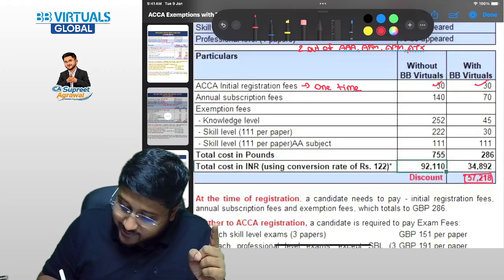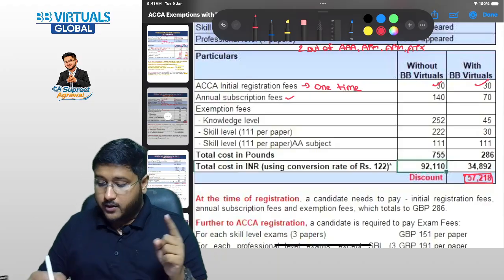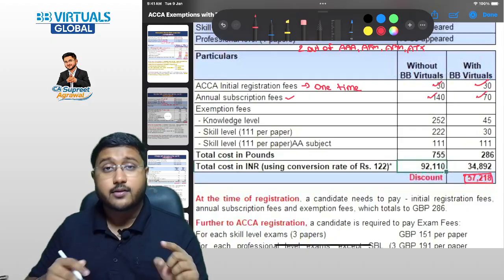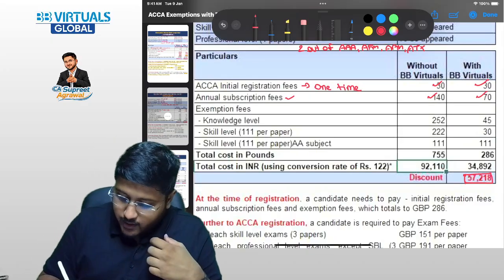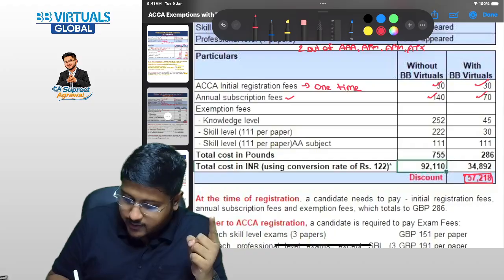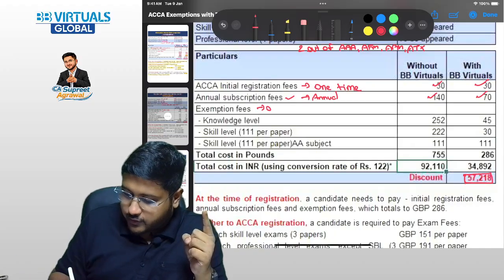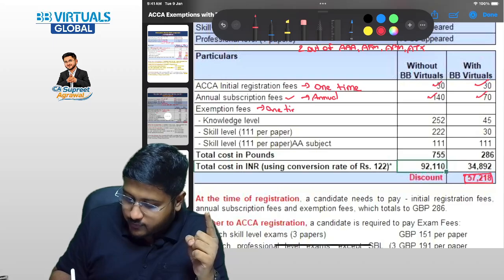But when I talk about the exemption, the annual subscription fees, then it is 140, and with BB Virtual Global it is 70 only. When I go for the exemption fees, which is again one time, see this one is annual, right? You get the discount for the first time. Then exemption fees again one time.